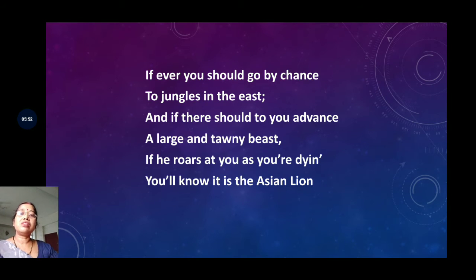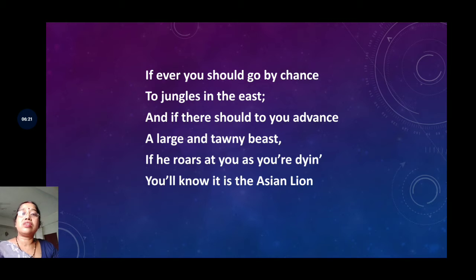Now let us begin the explanation of this poem. See the first stanza. If ever you should go by chance to jungles in the east, and if there should to you advance a large and tawny beast. Now tawny, that is the yellowish brown color of the skin of an animal. Okay, so a large and tawny beast. If he roars at you as you are dying, you will know it is the Asian lion.